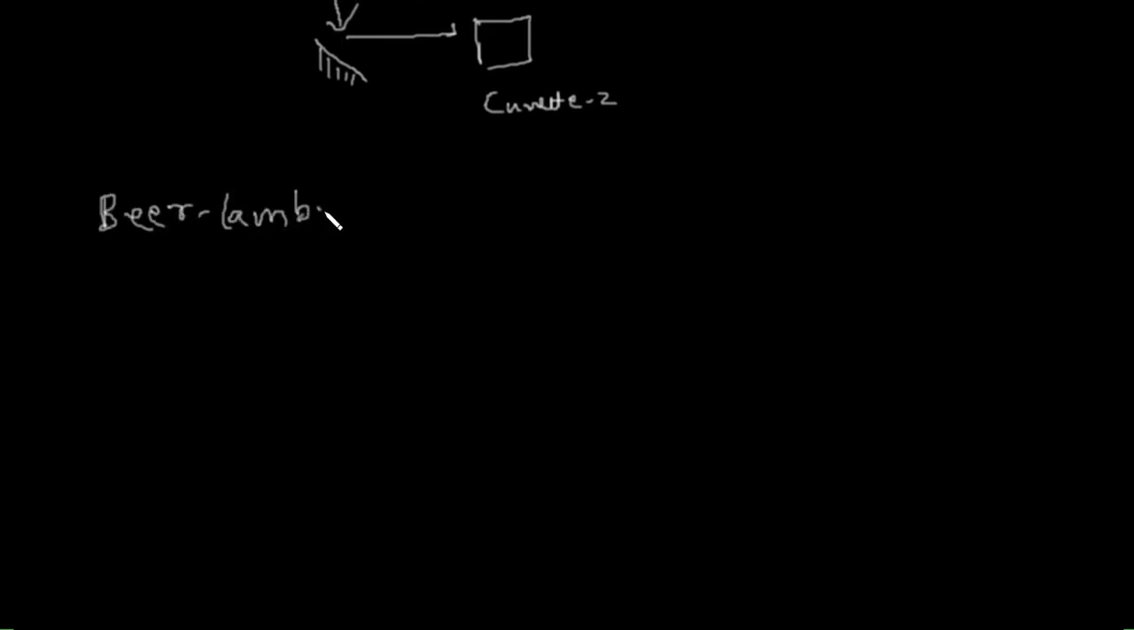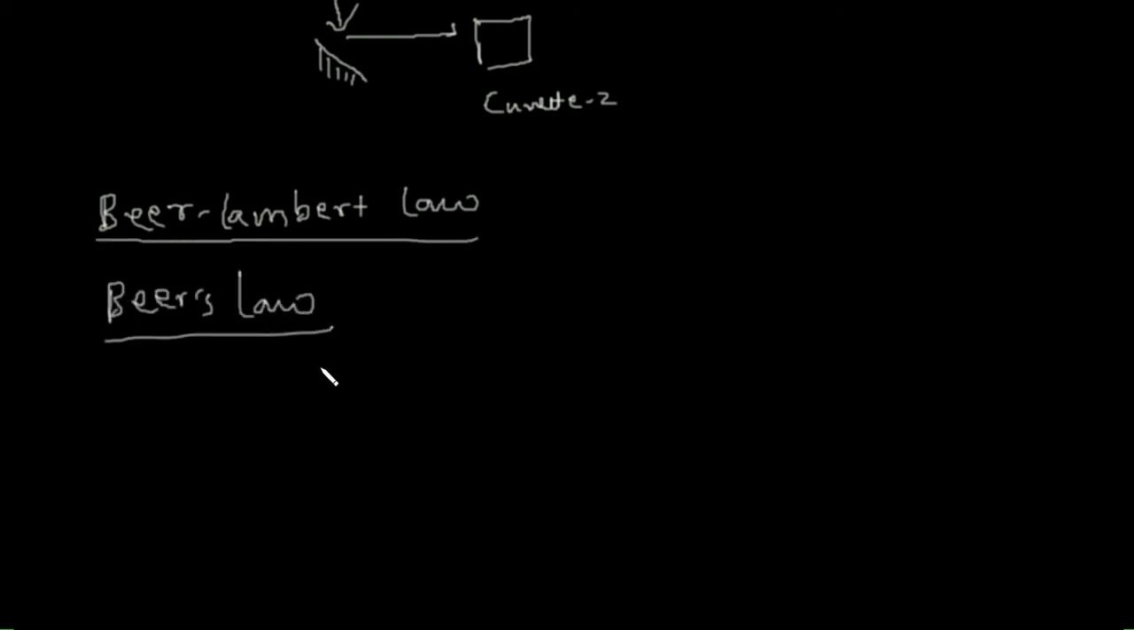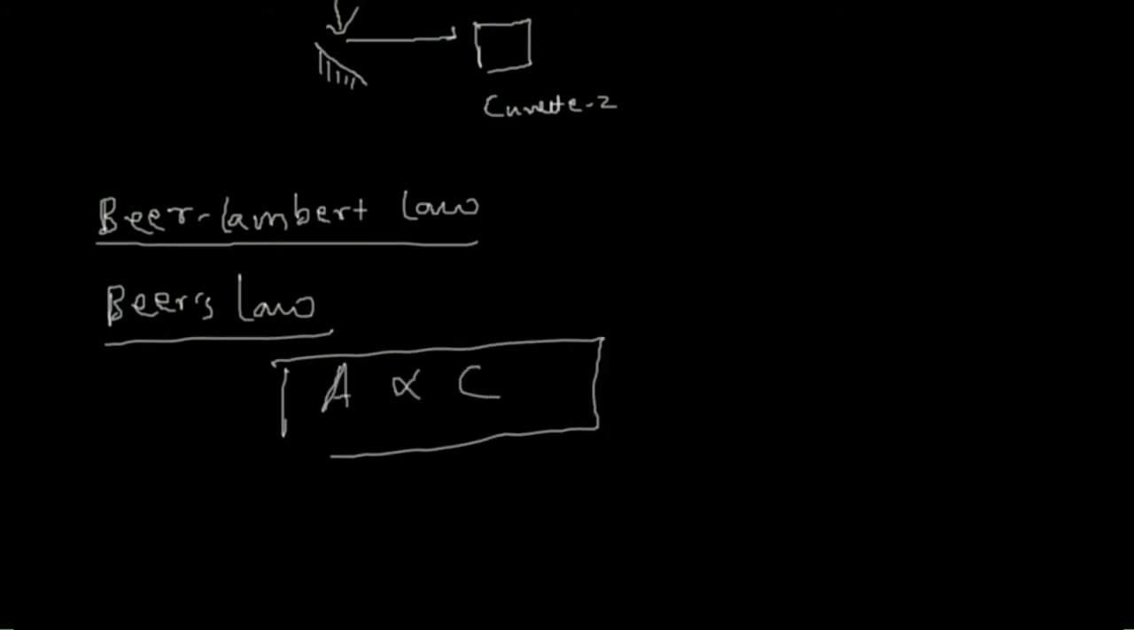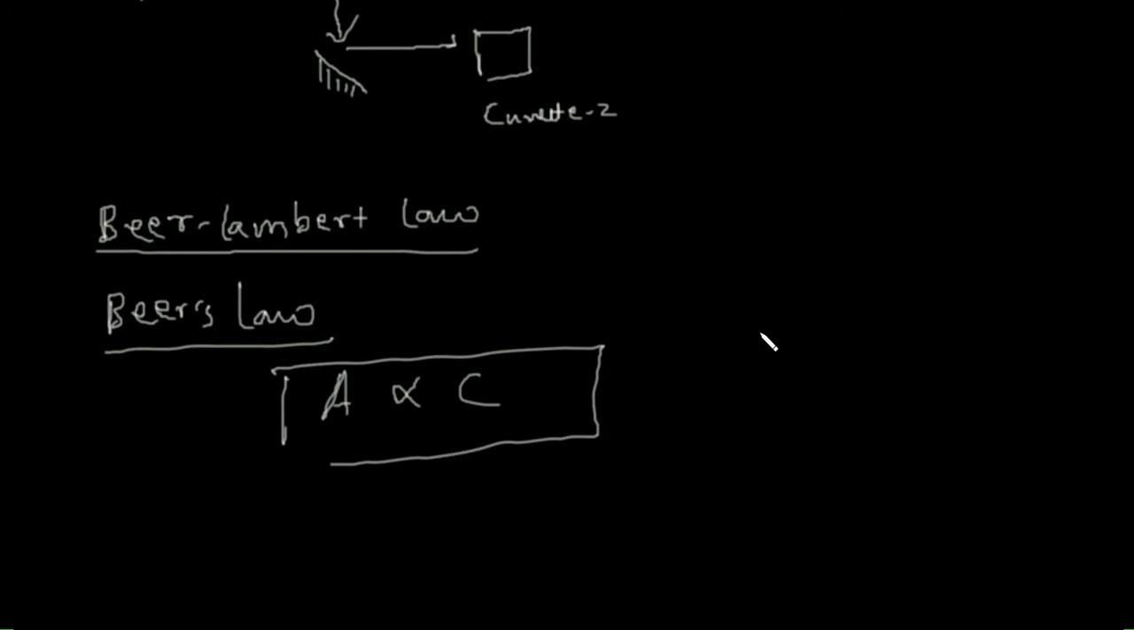So here comes the Beer-Lambert law, which is the combination of Beer's law and Lambert's law. Beer's law states that the intensity of a beam of monochromatic light decreases exponentially with the number of absorbing substances, or in other words, absorbance is directly proportional to the concentration.